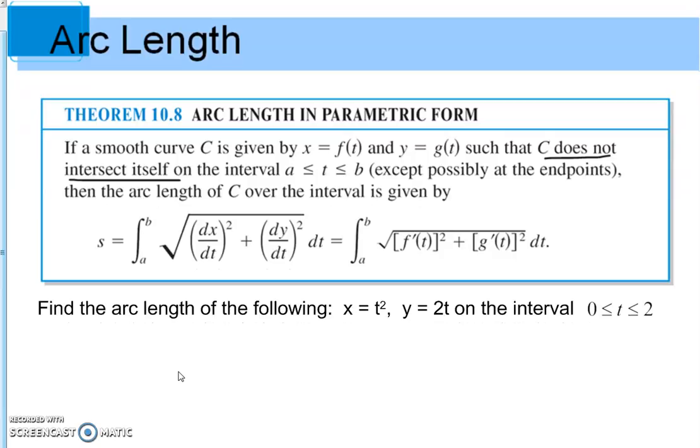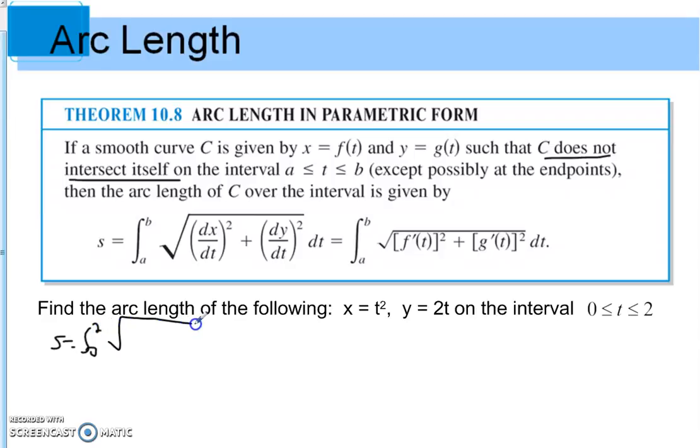Okay, so let's go ahead on this example and say let's find the arc length of the following. We've got x equals t squared, y equals 2t on the interval from 0 to 2. Really, all it looks like we need to do is find the derivative of x with respect to t and y with respect to t, and then calculate an integral. So we've got s is equal to the integral from a to b, here 0 to 2.